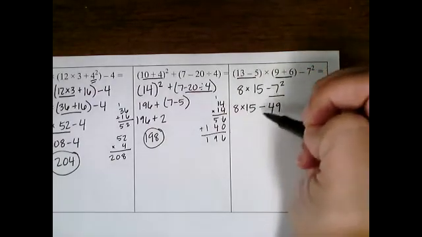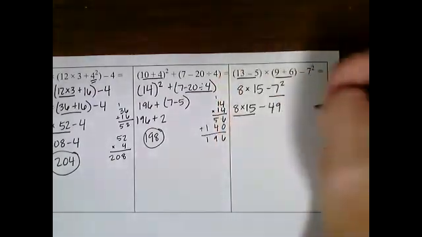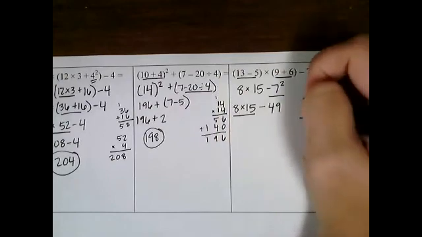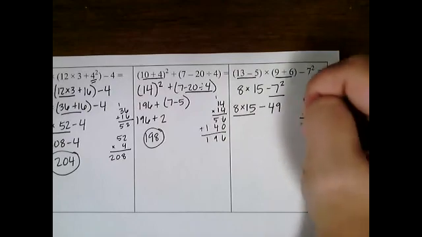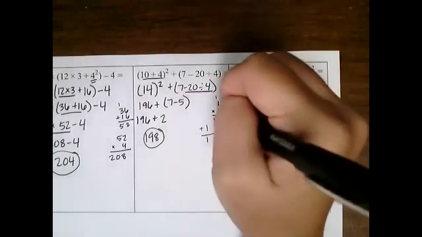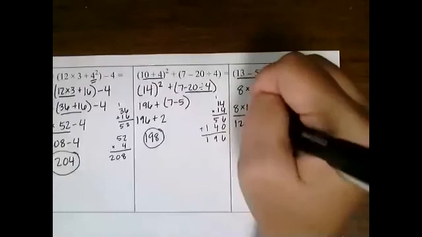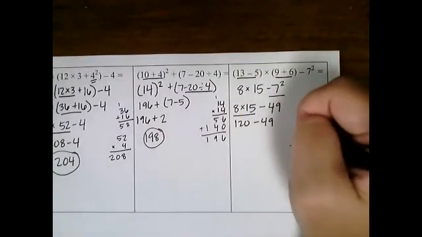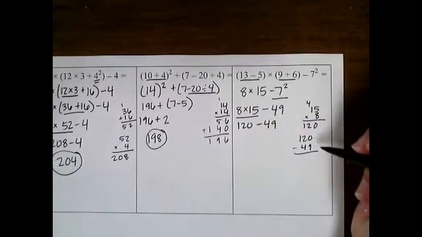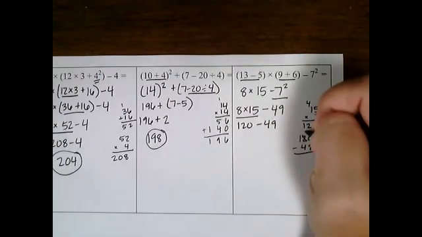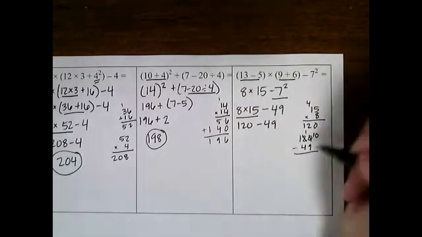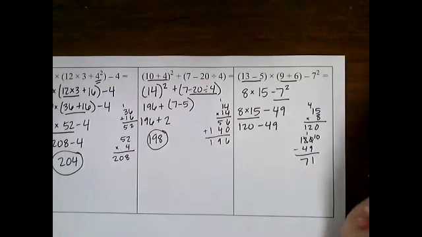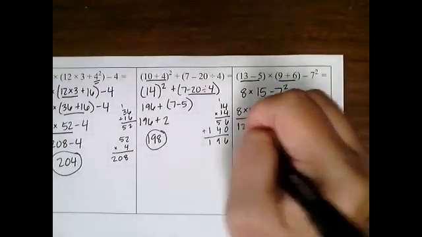Now multiplication comes before subtraction, so I'm going to do 8 times 15. 5 times 8 is 40. 8 times 1 is 8 plus 4 is 12. So you have 120 there. And then 120 minus 49. So I can't subtract 9 from 0, so I have to borrow here. 11, 10. 10 minus 9 is 1. Now I have 11 minus 4, which is 7. So my answer is 71.